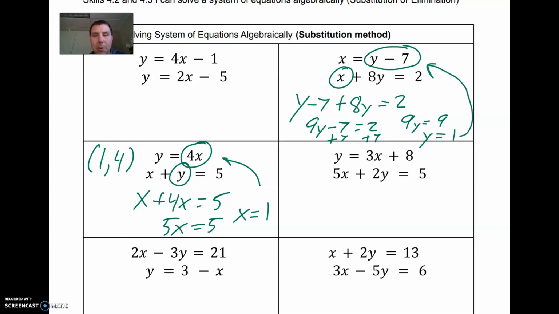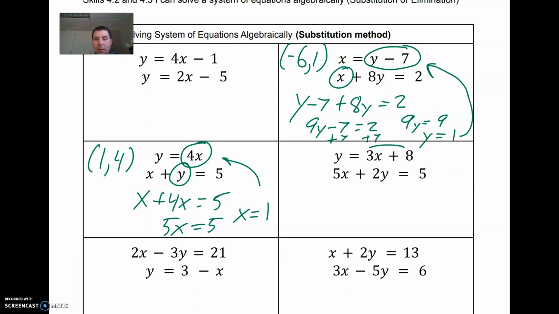Plug that back into either equation. I'm going to plug it into the first one to find what x is. 1 minus 7 is negative 6. So my solution would be (negative 6, 1). So notice substitution is simply replacing. That's it. So if I had, let's go to this problem right here, same idea.